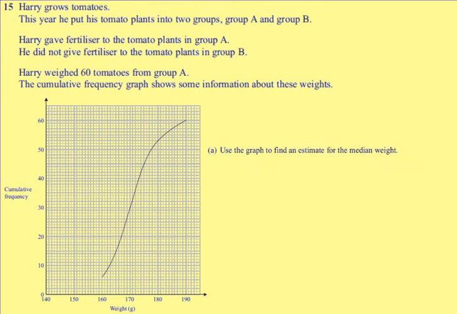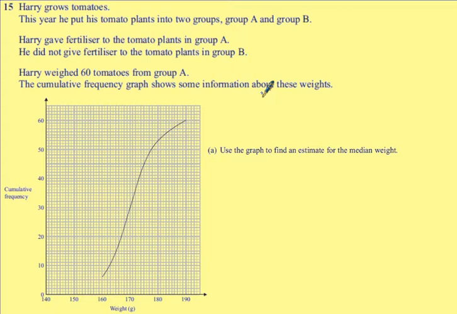Harry grows tomatoes. This year he puts his tomato plants into groups A and B. Harry gave fertilizer to tomato plants in group A. He did not give fertilizer to the plants in group B. Harry weighed 60 tomatoes from group A, and the cumulative frequency graph below shows some information about these weights.